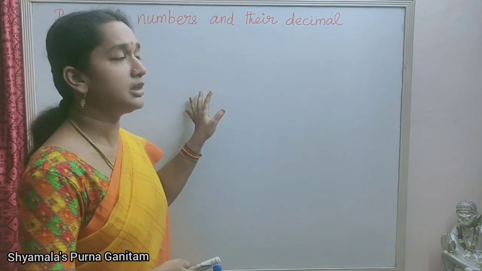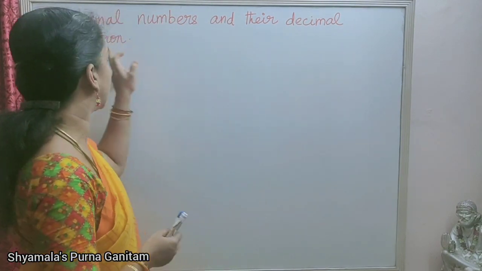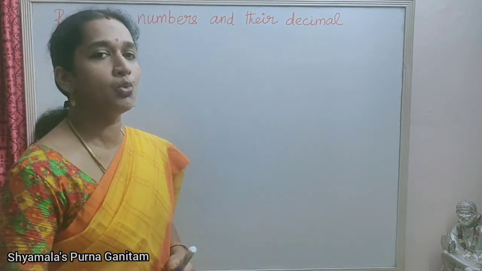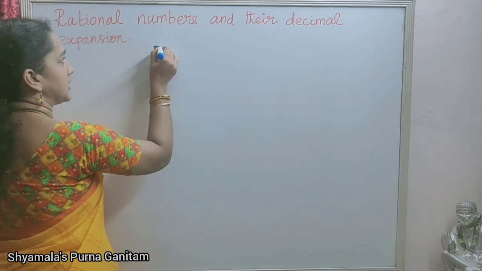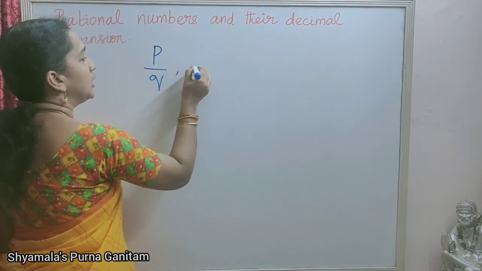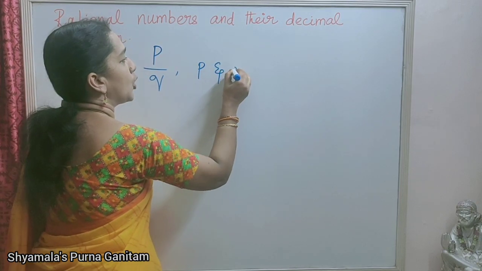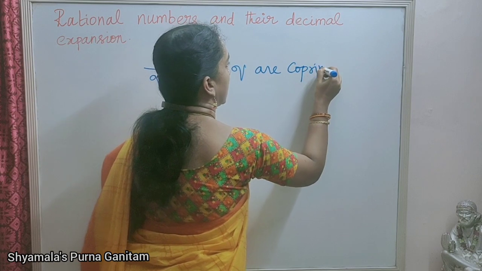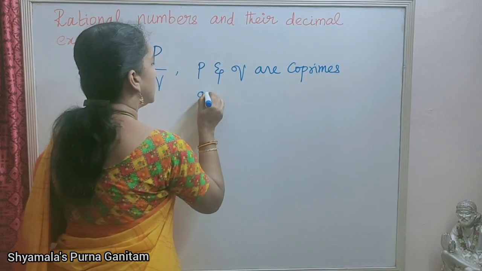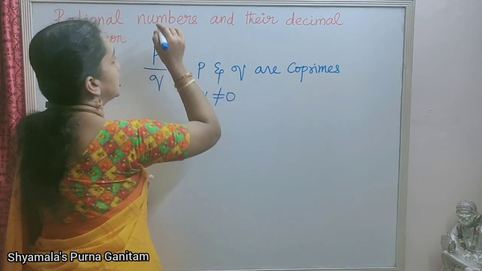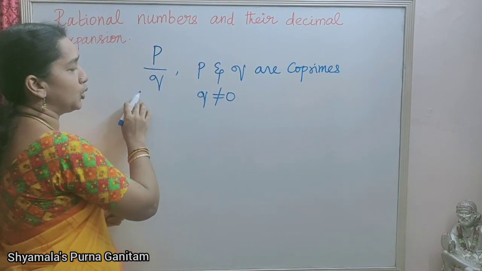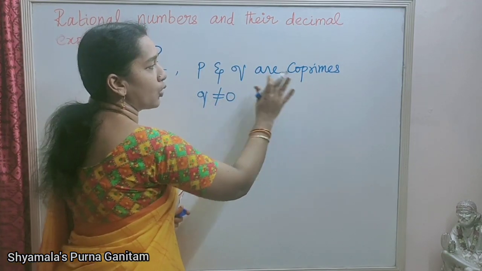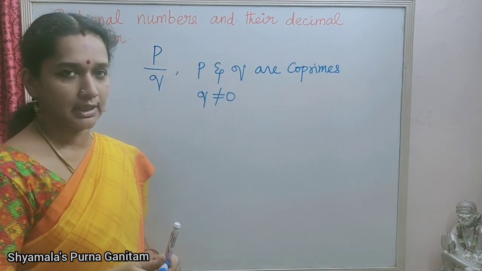So now I will be giving an explanation for this one, that is, rational numbers and their decimal expansion. You know what rational numbers are. Rational numbers are of the form p by q, where p and q are co-primes and q not equal to 0. This is the condition for rational numbers.